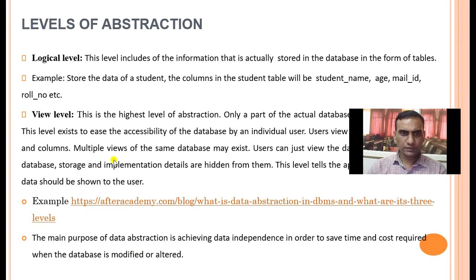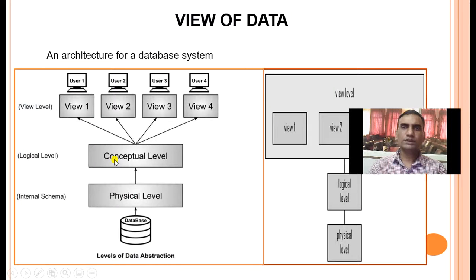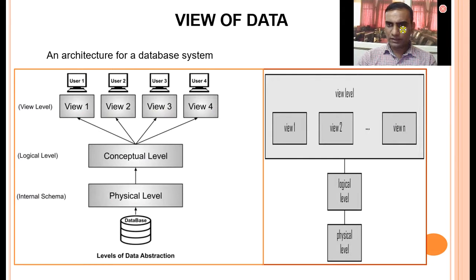Next point is the view of data. This is an architectural diagram for the database abstraction. So there is your database, your hard disk. This is your physical level, that is called the internal schema, then the conceptual schema, and these are the different views. Both diagrams are the same but have different pictorial views.